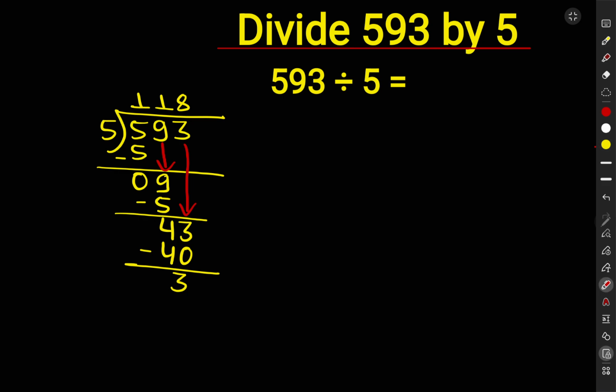So now we have no other number to put down. So we put a decimal here so that we can put 0. So it is 30 and 5 times 6 is 30. On subtracting, we get 0.